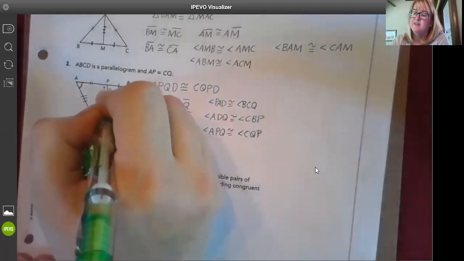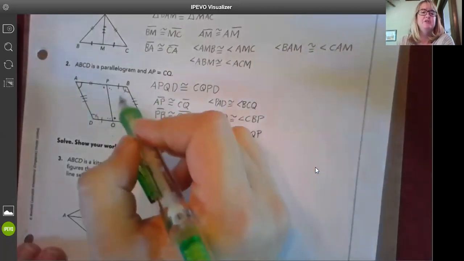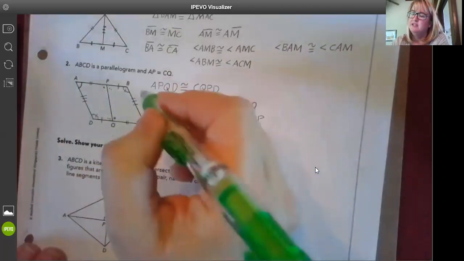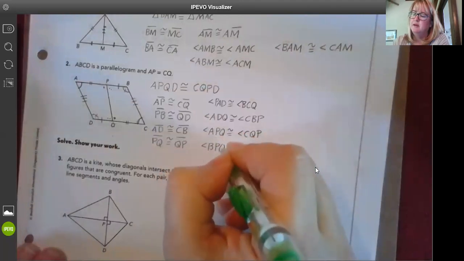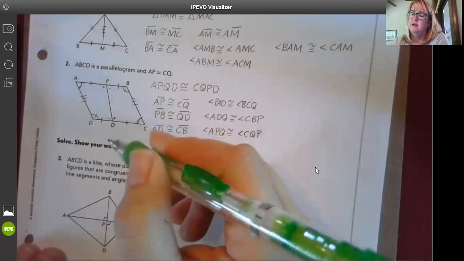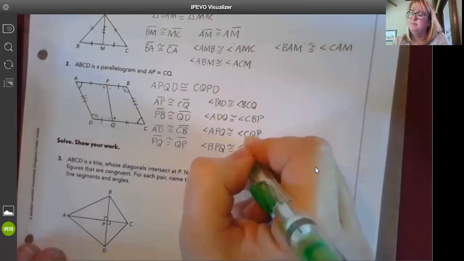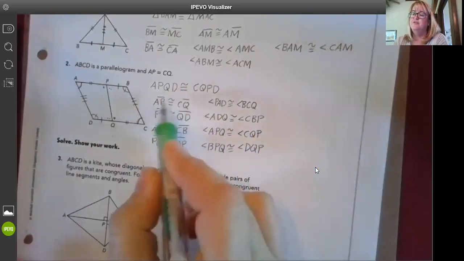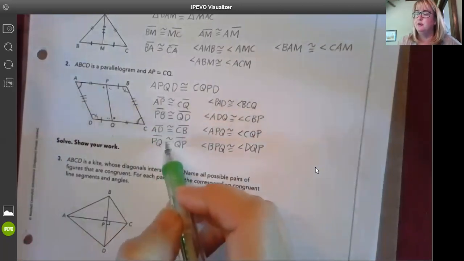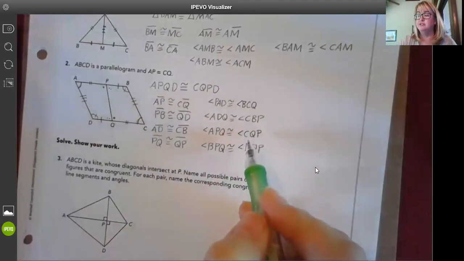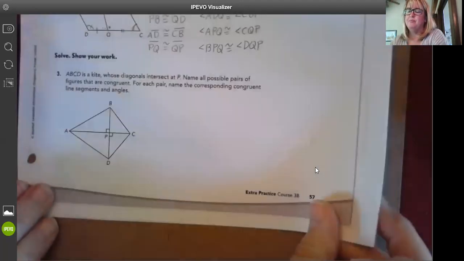And then this one right here, I'm going to put 2 dots there. That's not really geometry, but I just wanted to show you. These 2 are going to be congruent. So we're going to call that BPQ is congruent to, let's see, BPQ and DQP. Okay, so I've got the 4 side lengths that are corresponding and congruent, and I've got the 4 angles that are corresponding and congruent. That was a lot. All right, let's look at 3.